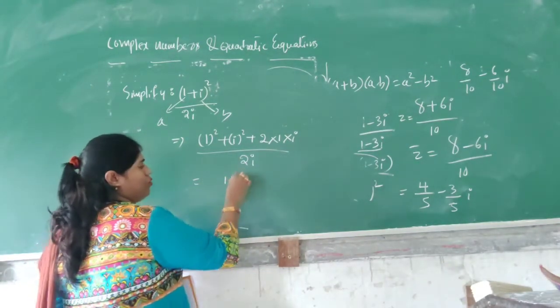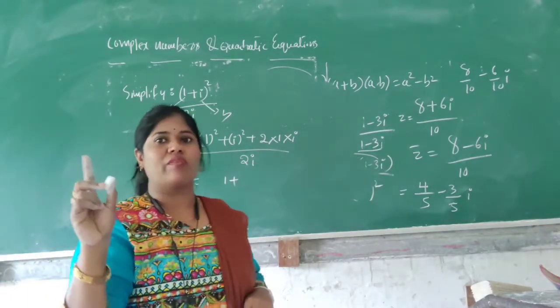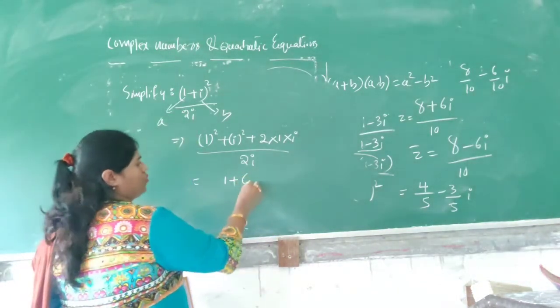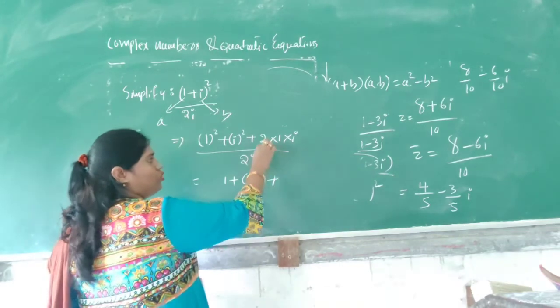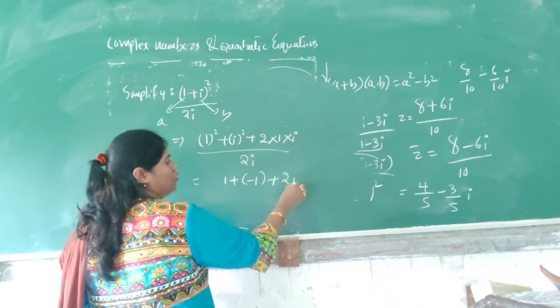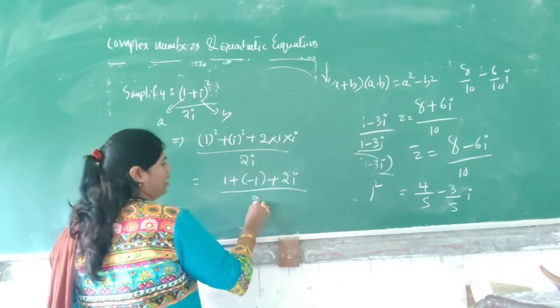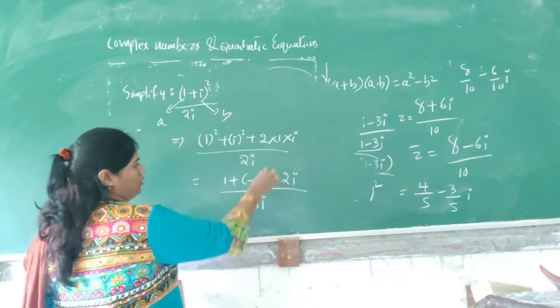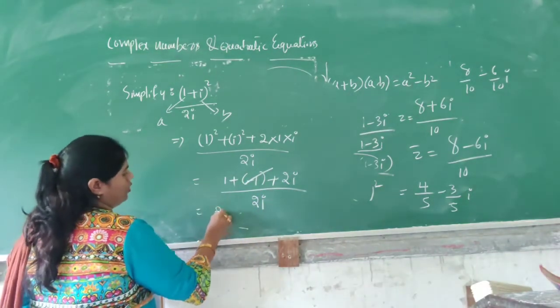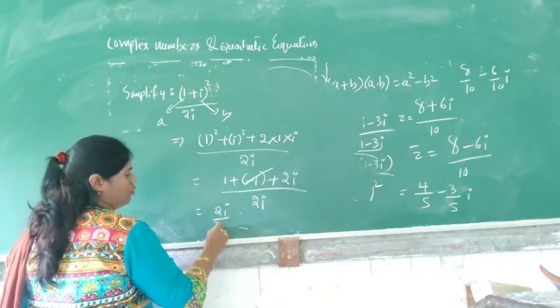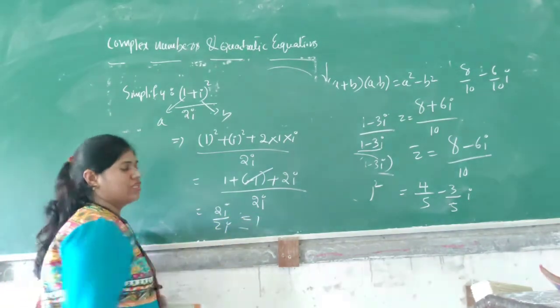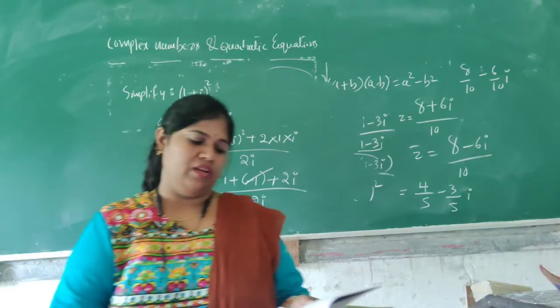So 1, and what is the i square value? The i square value is minus 1. So minus 1 plus 2 into 1 into i, 2i, divided by 2i. So cancel it off. 2i divided by 2i, everything cancels off. It is going to be 1.